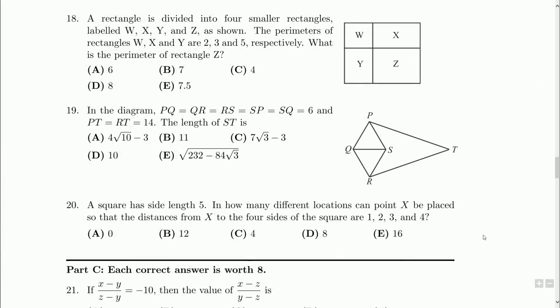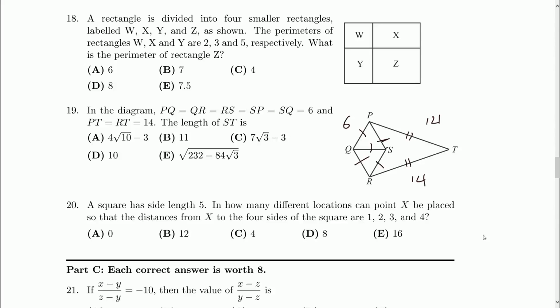We're looking at question number 19 on our 2010 grade 11 Fermat paper. In the diagram, PQ equals QR equals RS equals SP equals SQ. That is a lot. Okay. PQ, QR, RS, SP, and QS. Okay, so I've got a few equilateral triangles hidden in here. Oh, and that length is always 6. Okay. And I know PT is equal to RT, and that's equal to 14.